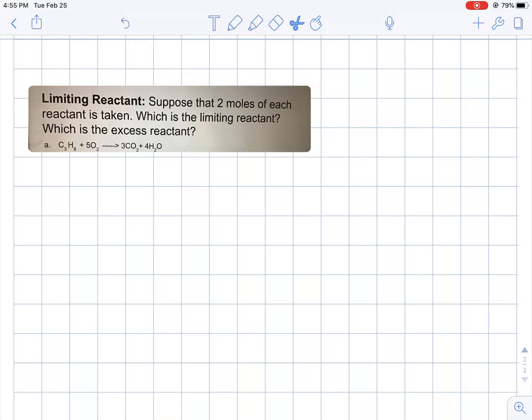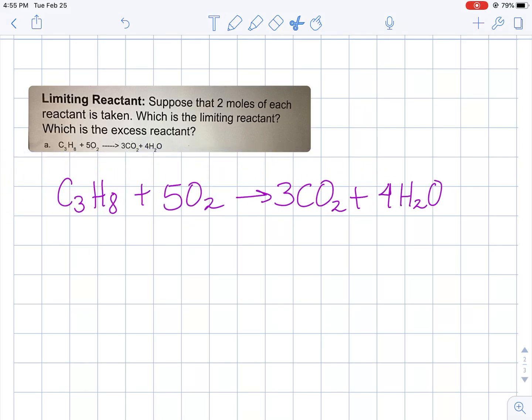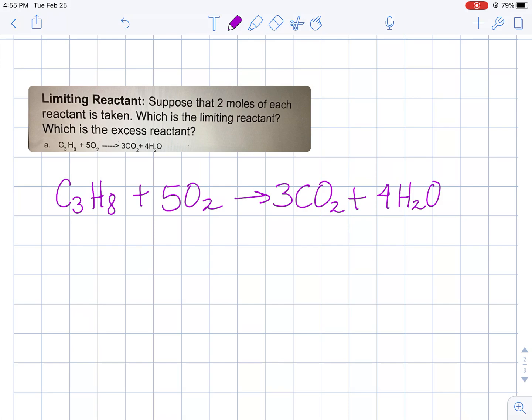In the following problem, we are going to follow the limiting reactant. We always start by writing down the chemical reaction. Now, in this reaction, we're given 2 moles. So that's what we're going to start organizing right below the reaction. So we're given 2 moles of each one of the reactants.